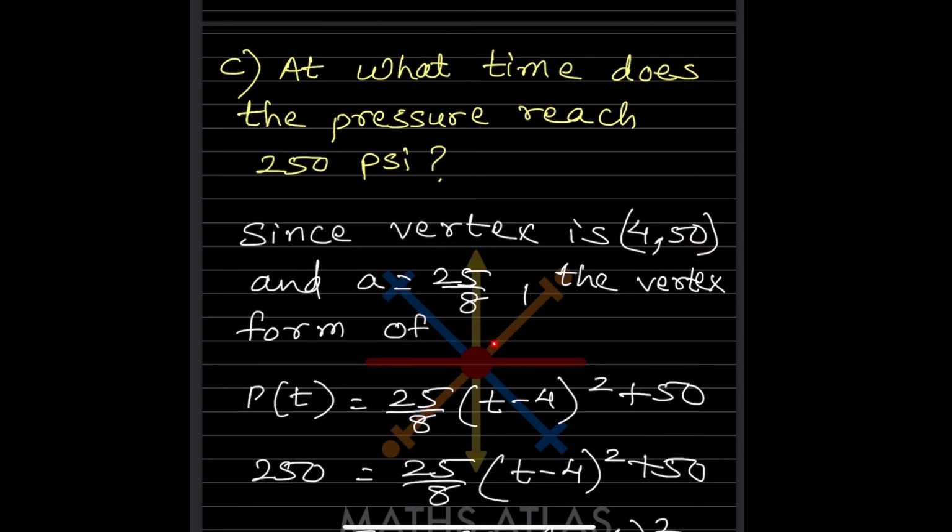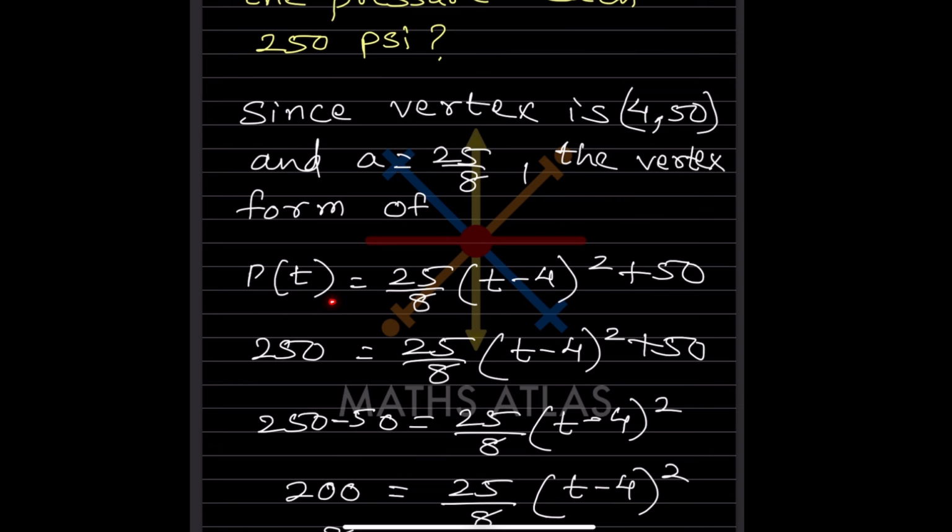So the vertex form, that is P of t, you can write here: t minus 4 square plus 50. Because this is x minus h square, and this is plus 50. For this one we can write t minus 4 square, because you can also write this as h and k for the vertex. And this is k. Hope you got this one.